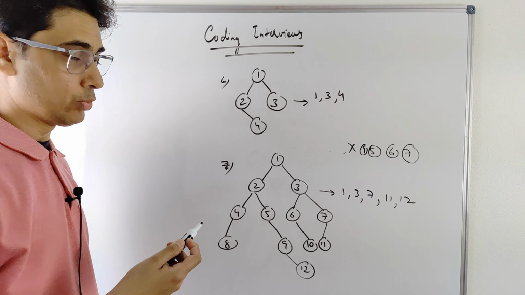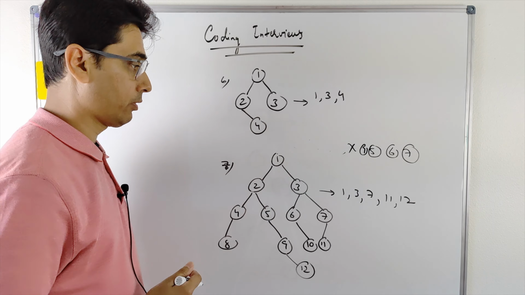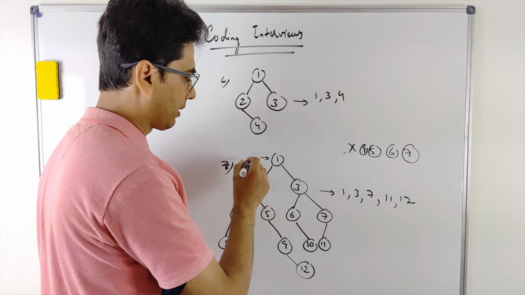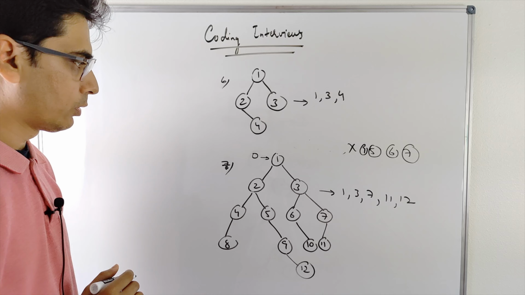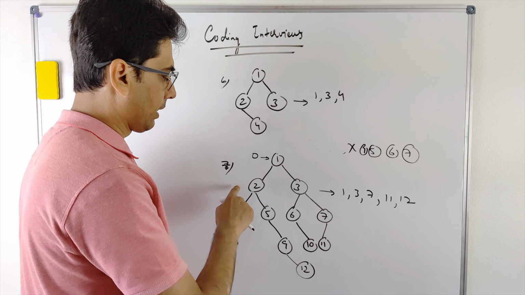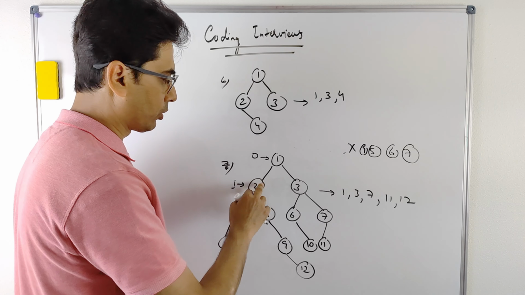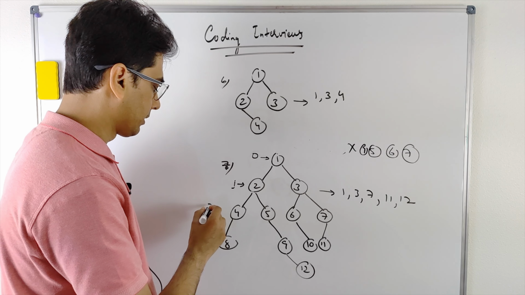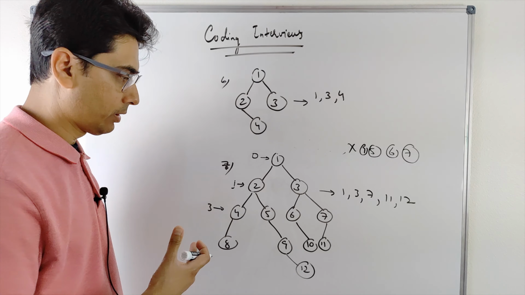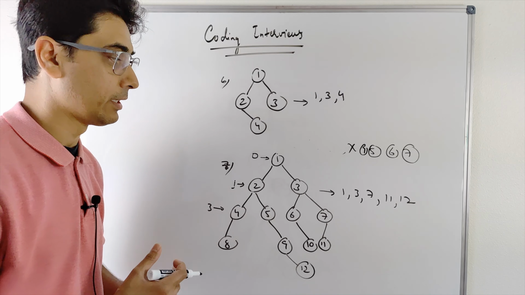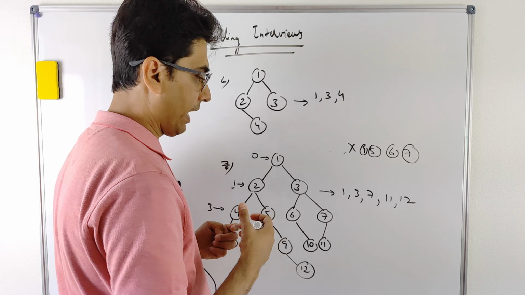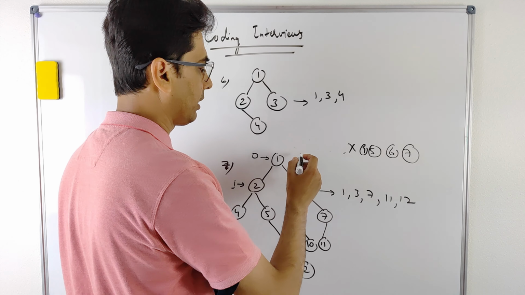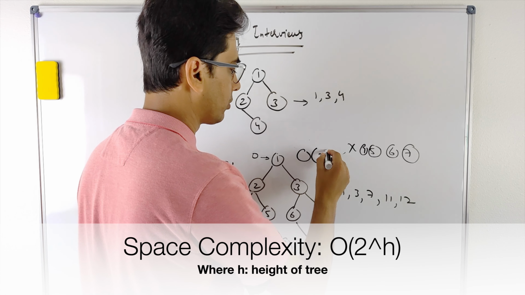So what you are actually doing here is, let's say at level 0, you will only put one node in the queue. At level 1, you will put 2 nodes in the queue. At level 3, you can put at most 4 nodes basically. So if h is the height of the tree, then the space complexity is O of 2 to the power h.